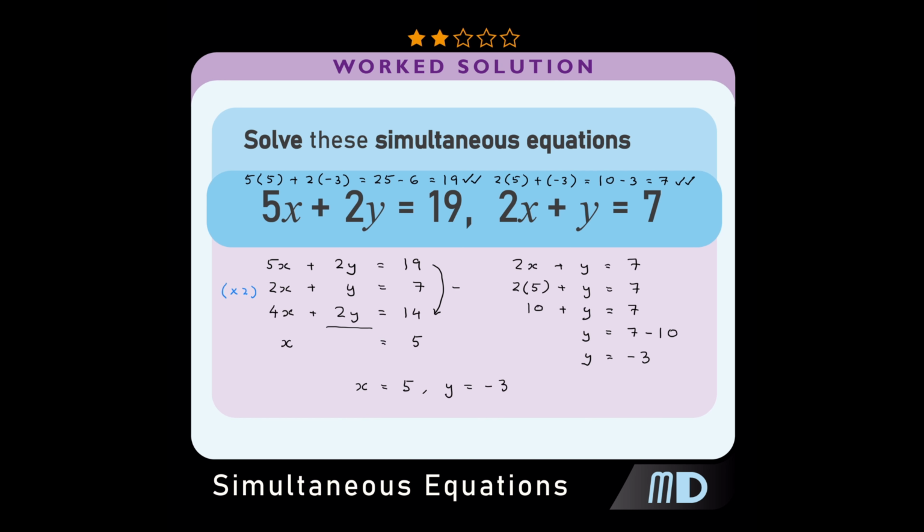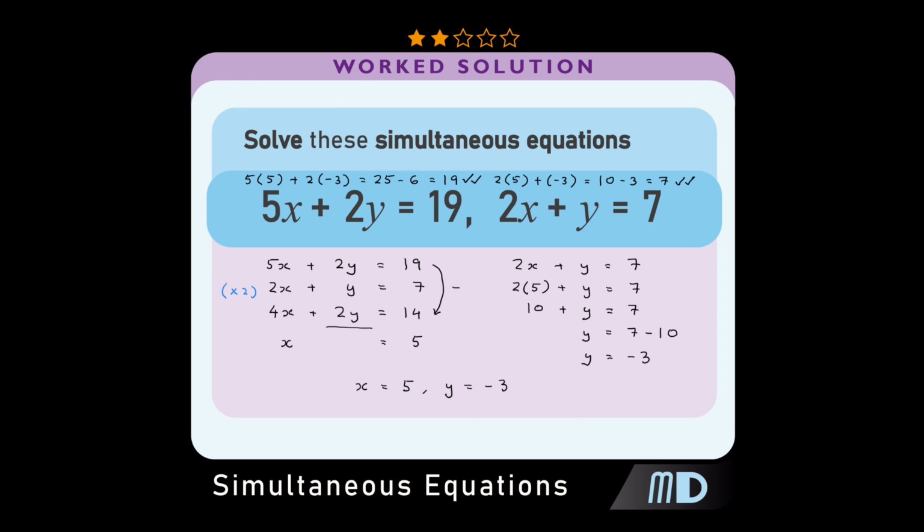As an extension to this topic, what if the first equation was 5x minus 2y equal to 19? A minus instead of a plus. Would we still subtract the equations to eliminate y, or would we add them? Leave your answer in the comments.